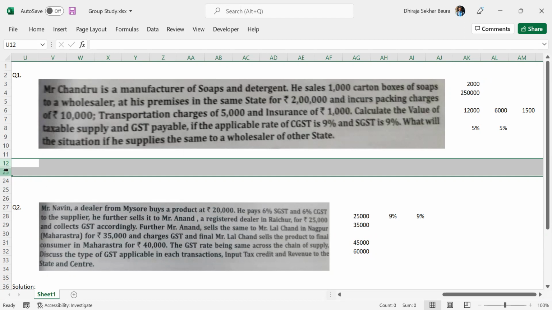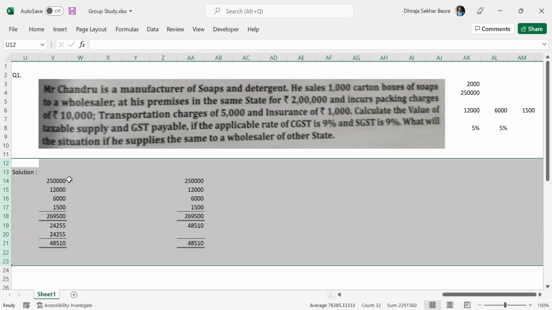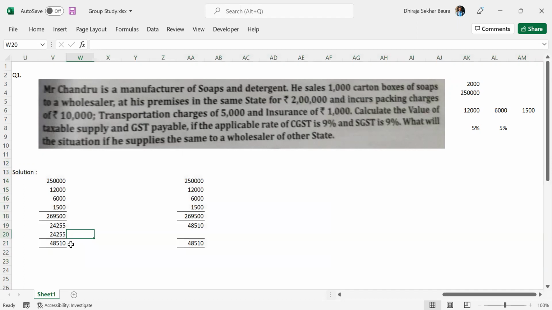Total charge is 2,75,000. No, that's incorrect. You said 5%, 5%, right? No, total value is 2,50,000 you have increased, and then the packing charge is 12,000. Transportation charges you had written. Okay, I thought it's the same. And then 1,500 rupees you put for that. Okay.